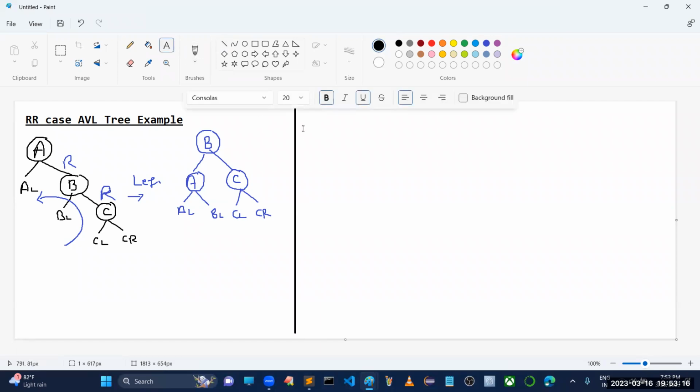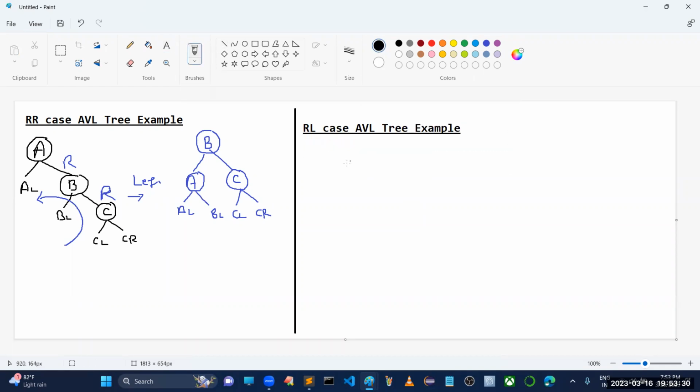Now I need to go with the next case. What is the next case here? RL case, AVL tree example. How can you take this RL case? Sir, very simple. Consider here A is nothing but the root node. For this, AL will become the left subtree. For this, B is nothing but the right subtree. And for B, we have C as the left child. For this, we have CL and then CR. For B, we have BR.